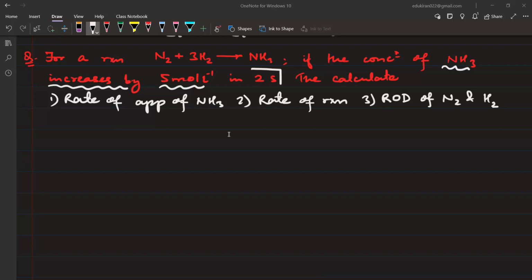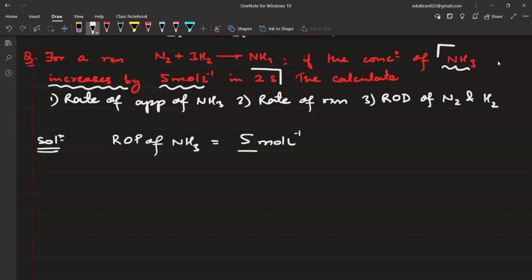He went and saw NH3. So while the questioner is reporting this data, he is only looking at NH3. And NH3 increases, so obviously it is the rate of production of NH3. Change in NH3 is 5 moles per liter, and change in time is 2 seconds. So this becomes ROP of NH3. Is that clear? Any doubt till here?